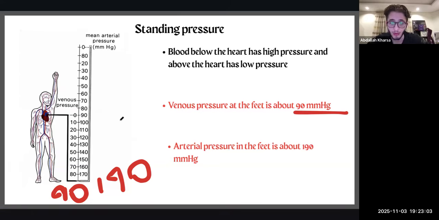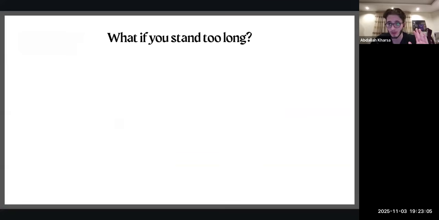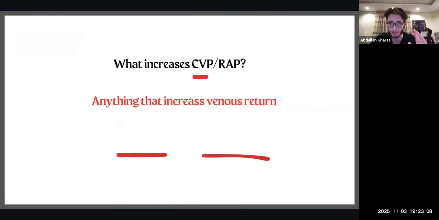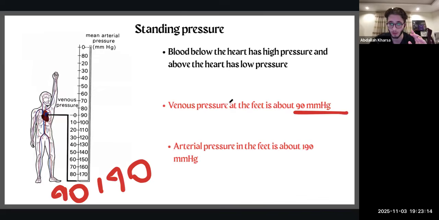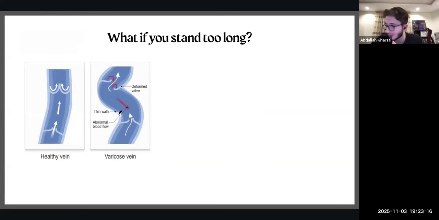What happens if you stand too long? I want you guys to recall when we talked about the valves right here. I want you to recall these valves. What happens if you stand too long? These valves, if blood pools in them too much, they can break.